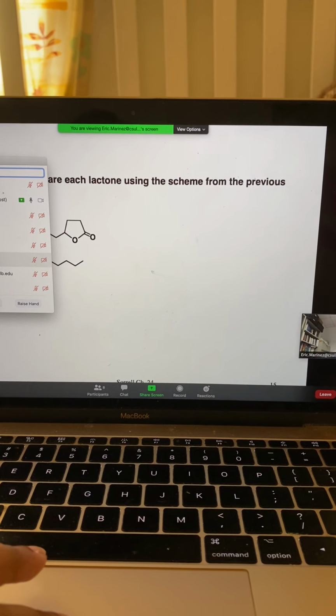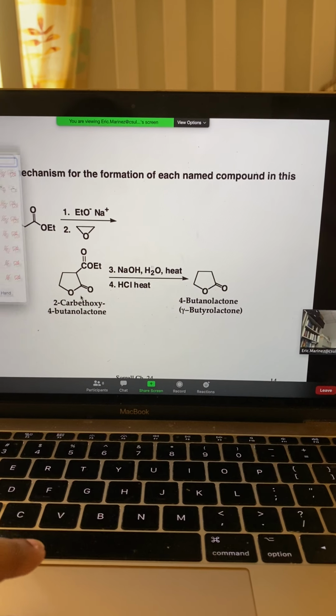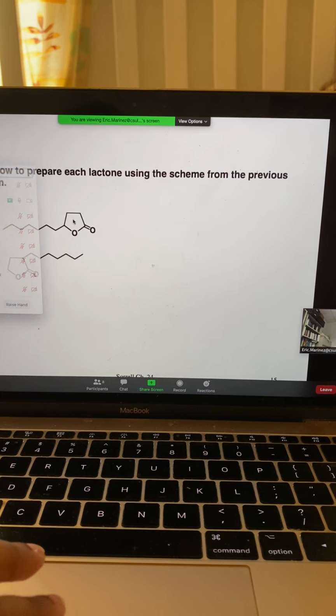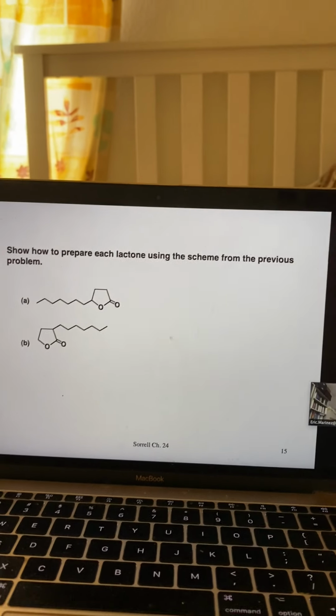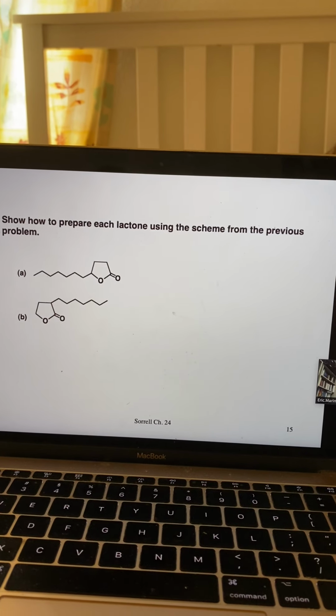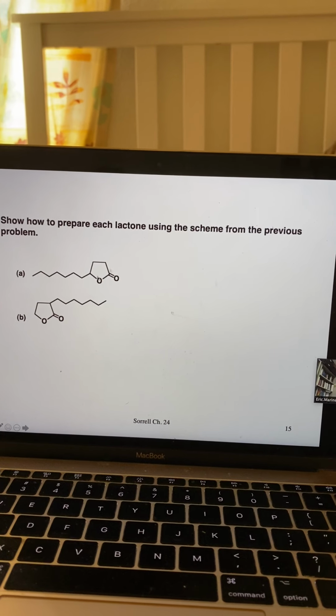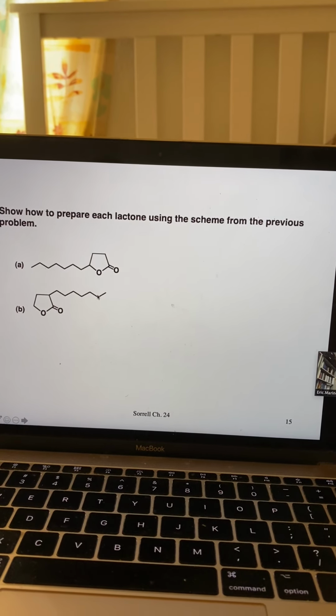Okay, and now that you've seen that, can you use this methodology here to make these derivatives? So can you apply what we just did in the previous slide by understanding the mechanism? Can you use that mechanism to now ask the question, how would I synthesize this? How would my starting material look different to prepare this one from that one? Okay.